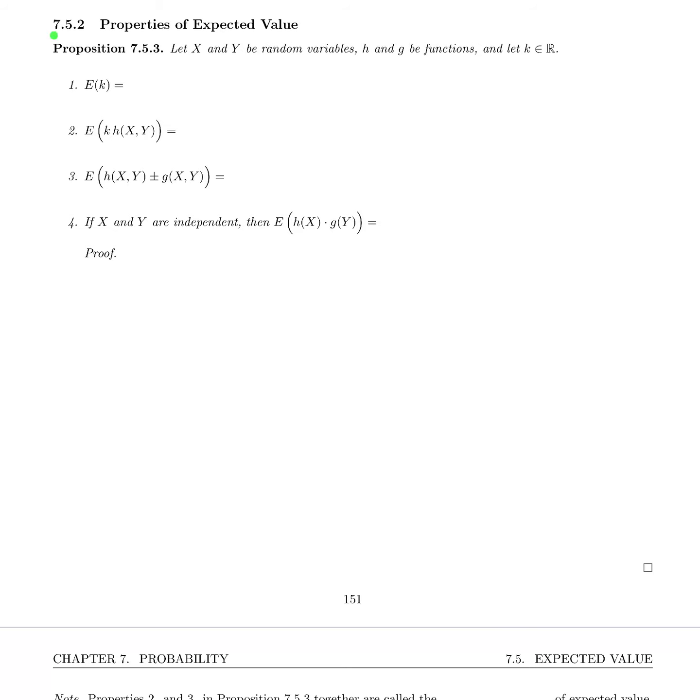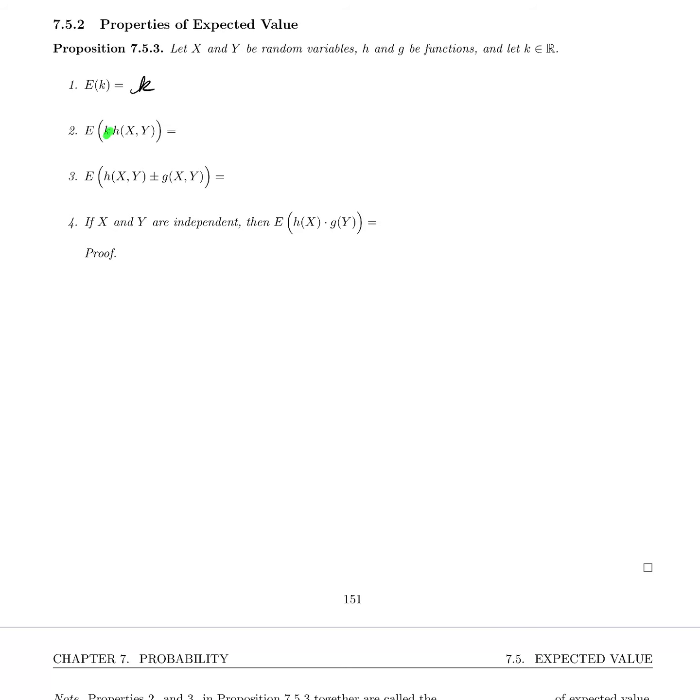We're going to start subsection 7.5.2 on the properties of the expected value. Proposition 7.5.3: let X and Y be random variables, let h and g be functions, and let k be a real number. First property, the expected value of k is just k.